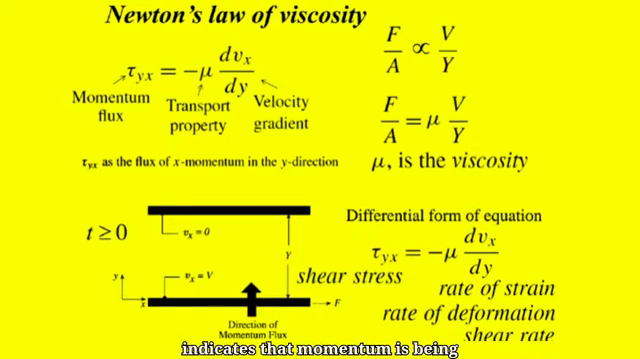The negative sign here indicates that momentum is being transferred in the opposite direction to the velocity gradient. It is a resistive force.